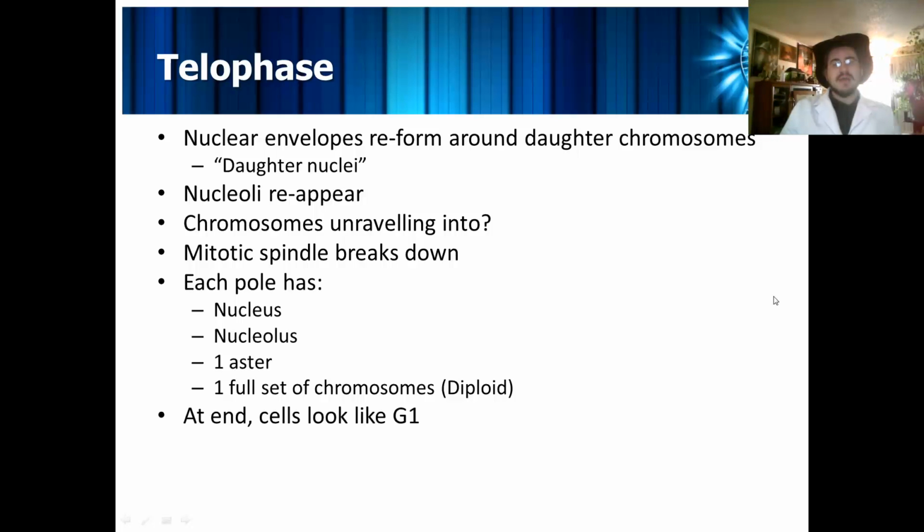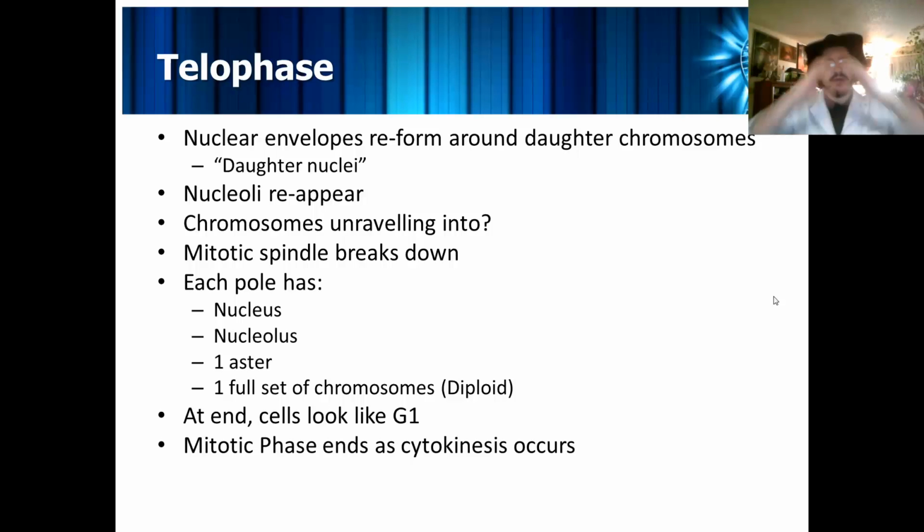So cytokinesis occurs. So at the end of telophase, the cells at the end of telophase look like G1. And the mitotic phase ends as cytokinesis occurs. So as it pinches inward, this inward pinch here at the center that I'm forming, right about here, this right here is called the cleavage furrow. And the cleavage furrow is just evidence that cytokinesis is occurring. And so it continues to pinch inward until it separates. And you get two genetically identical daughter cells.